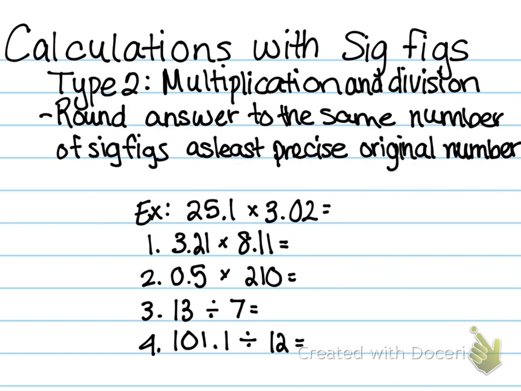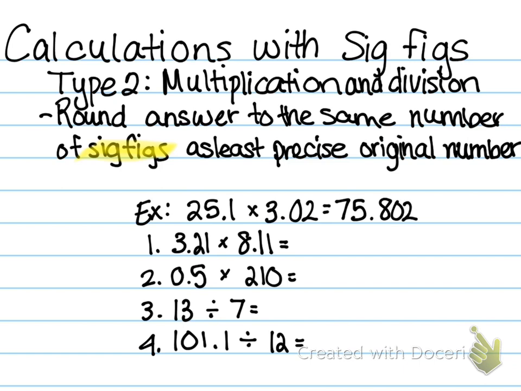Our second type of problem is a multiplication and division problem. In multiplication and division problems, we would round our answer to the same number of significant figures as whichever one of our original numbers has fewer significant figures. So in our first case here, in our example, we have 25.1. This time it's being multiplied by 3.02. And so once again, we're going to type in our numbers and get our answer from our calculator, 75.802, and then we're going to round.